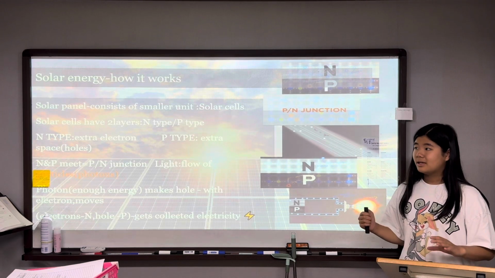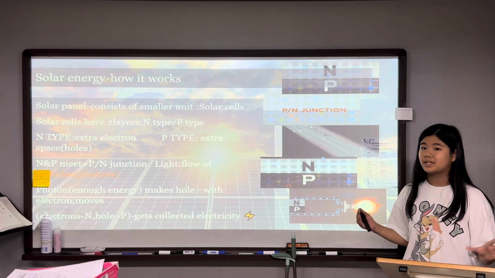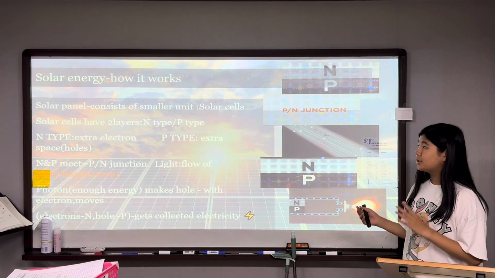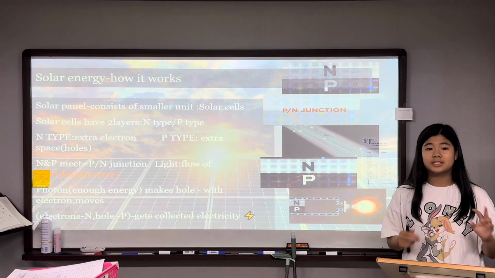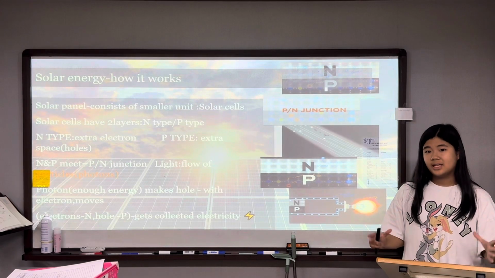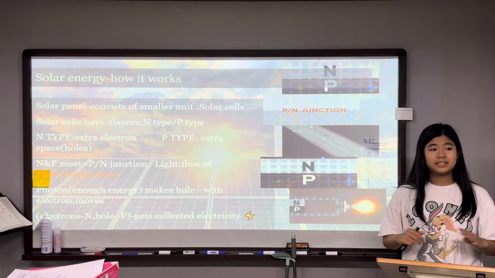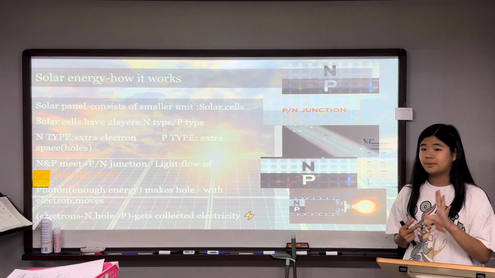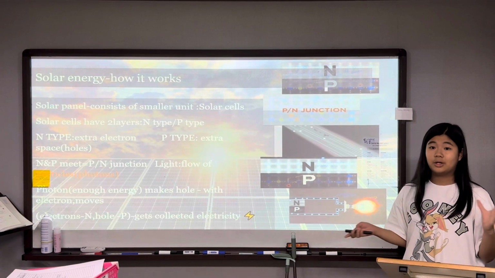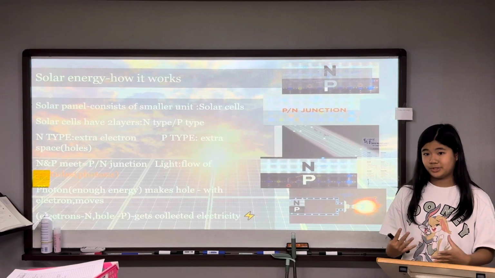So, if I first told you about solar energy, a lot of you might have thought of these blue solar panels. These solar panels are made up of materials like silicon and crystalline, and consist of smaller units called solar cells. These solar cells also have two layers called N-type and P-type. The N-type has a lot of electrons, while the P-type has extra spaces called holes. And where the N-type and P-type meet is called the p-n junction.